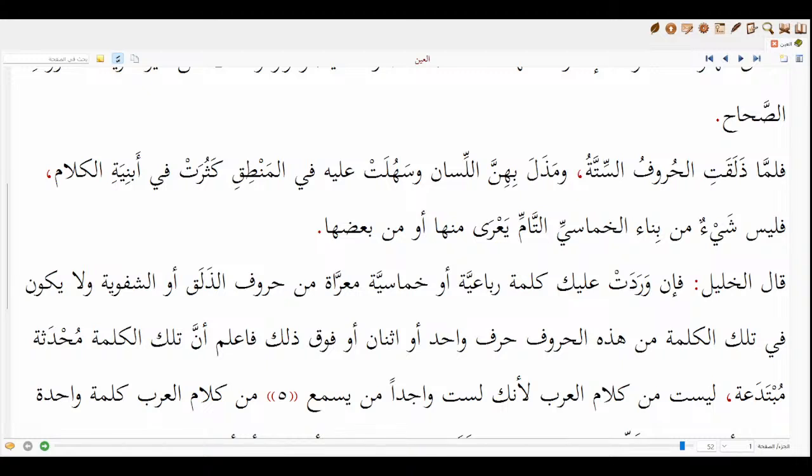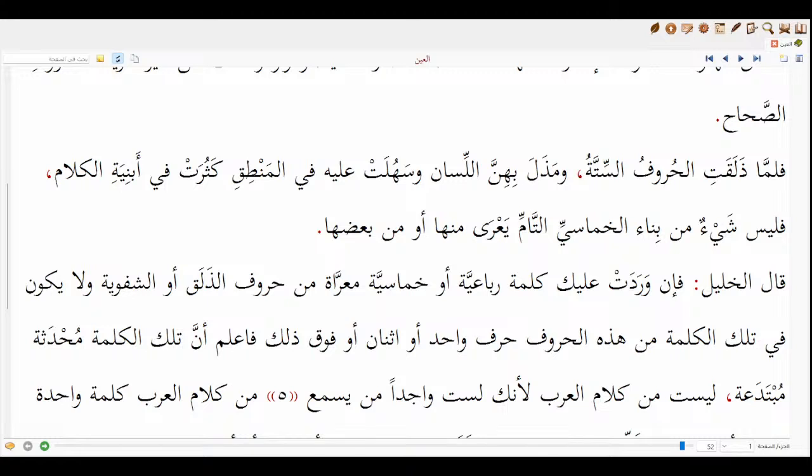You will not find these ones as much. Sorry, كثرت في أبنية الكلام. They are pronounced a lot, or you will find them a lot in the forms of words. So the 6 letters are frequently found in words because they are easy to pronounce.